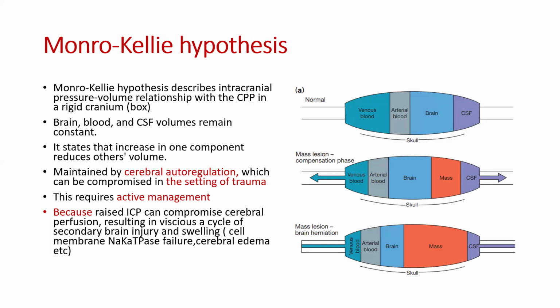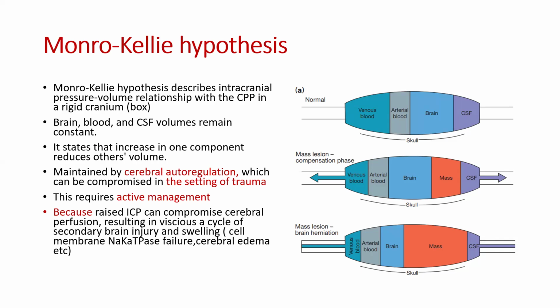Talking about traumatic brain injury, we cannot talk about it without talking about the Monro-Kelly hypothesis. This hypothesis describes the intracranial pressure-volume relationship with the cerebral perfusion pressure in the rigid cranium. The cranium is described as a rigid box, and there are pressure-volume relationships that occur in this rigid cranium, as described by the Monro-Kelly hypothesis.